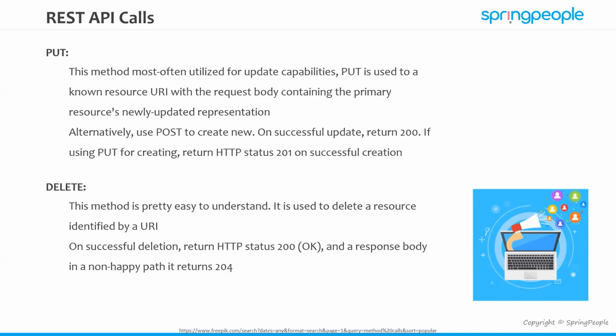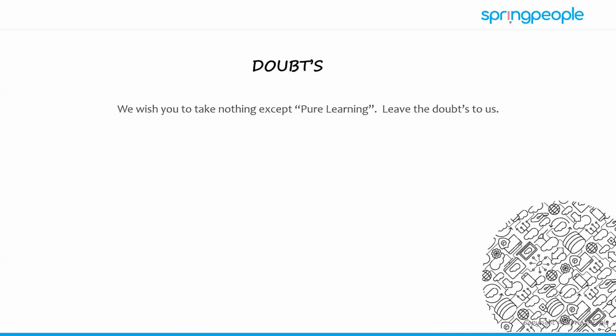Delete: this method is pretty easy to understand. It is used to delete the resource identified by the URI. Let's say once we created the contact, we updated the contact. Now to delete the contact, we send a delete request with ID equal to, let's say, 1, and it should be deleted. Then we get the response as 200 with a response body like no content found or data is successfully deleted. If you have any doubts, you can reach out to us.